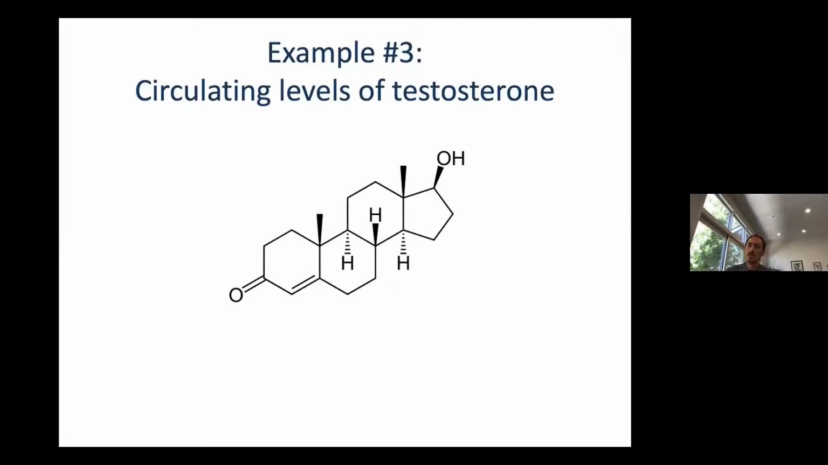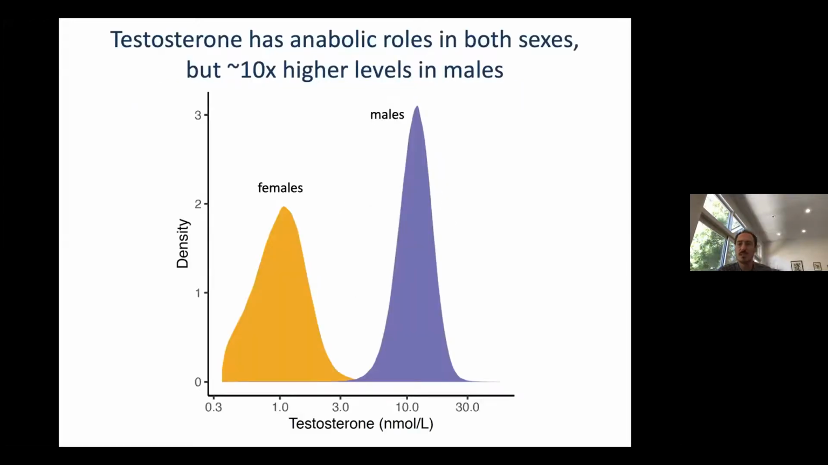The next example that I want to show you, and the second example for the model traits, is in circulating levels of testosterone. And here I think the story has some similarities and some interesting differences. Of course, testosterone has anabolic roles in building muscle, for example, in both sexes. It's responsible for secondary sex characteristics in males. It's at much higher levels in males, so about 10-fold higher average testosterone levels in males versus females.